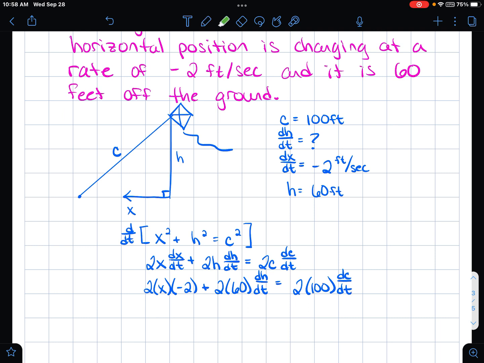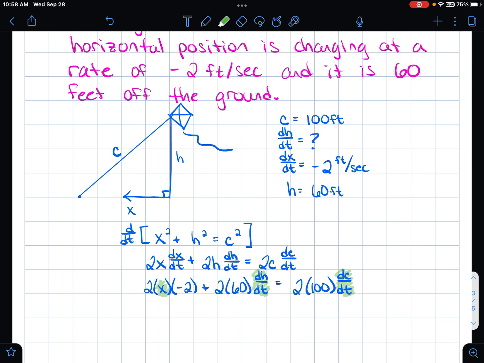So this is kind of a problem because we're missing too many different variables. We don't know x, we don't know dC dt, and we're looking for dH dt, so that should still be a variable in your equation. So let's see if we can find some of these.